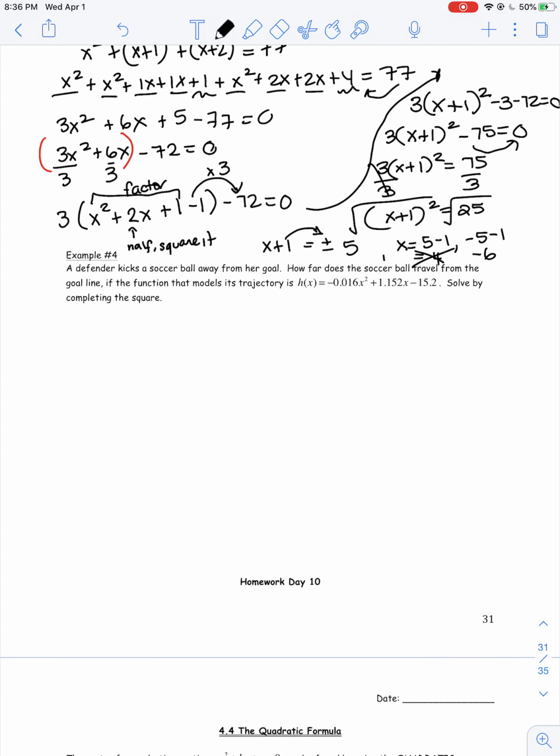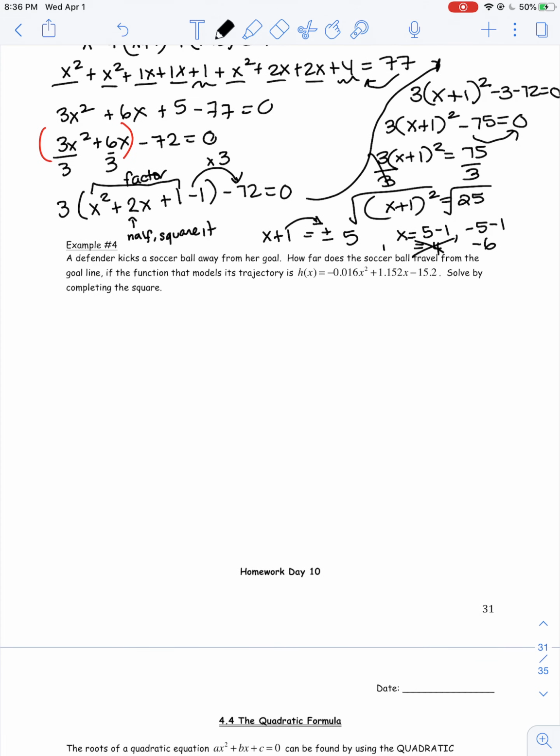Our last example is example number 4. A defender kicks a soccer ball away from her goal. How far does a soccer ball travel from the goal line if the function that models its trajectory is given by this? Solve by completing the square. Well, first of all, we're trying to find out when we kicked it, and then where it lands, how far it's traveled. So we need to set the height equal to 0. So 0 equals, we're going to start by putting brackets around our first two terms.